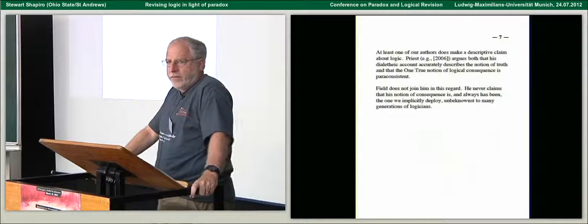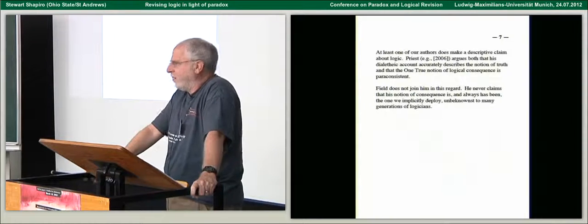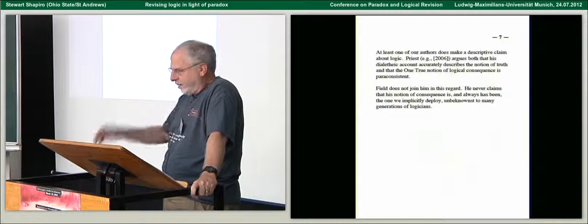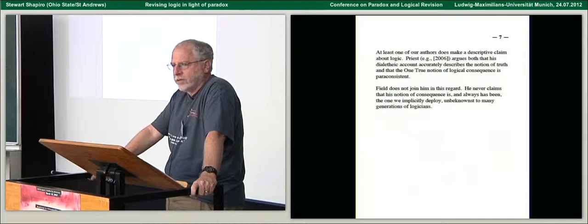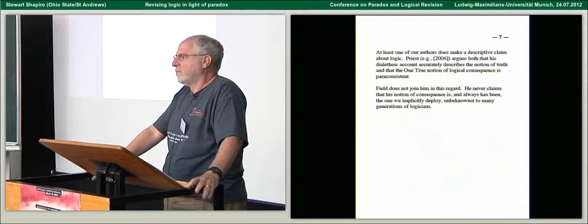Now, Field doesn't join him in making that claim. Well, I mean, the analogous claim, that the one true logic is paracomplete. He never claims that his notion of consequence is and always has been the one we implicitly deploy, unbeknownst to many generations of logicians. So he's not claiming that, well, we've been getting it wrong and now here it is. Now, what he is claiming, don't know.